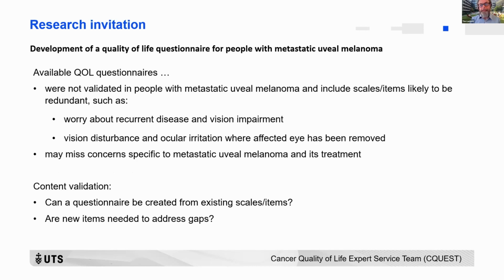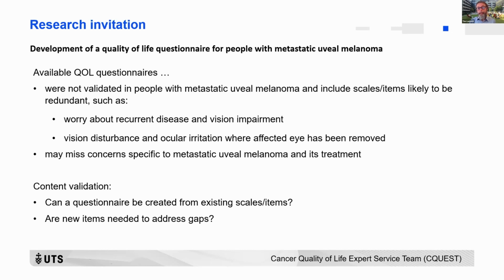So really the issue is that the available quality of life questionnaires weren't validated for this patient group, and they probably include scales and items that may well be redundant, like vision impairment, vision disturbance and ocular irritation, at least for people who have had their affected eye removed. And of course, these questionnaires may also miss very specific issues that are of concern to people with metastatic uveal melanoma and its treatment.